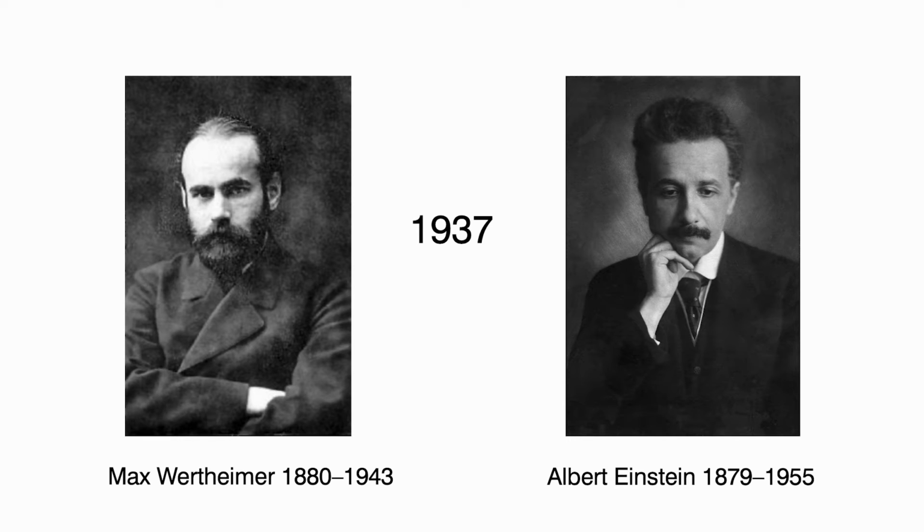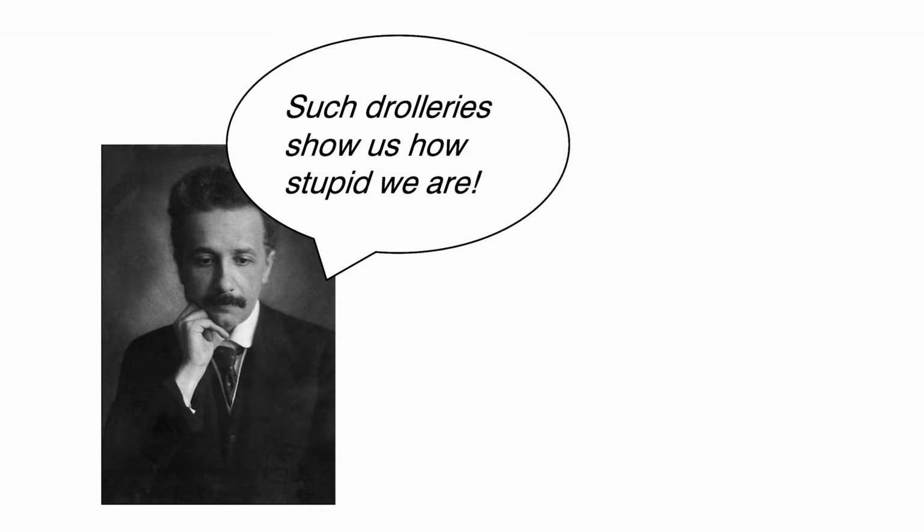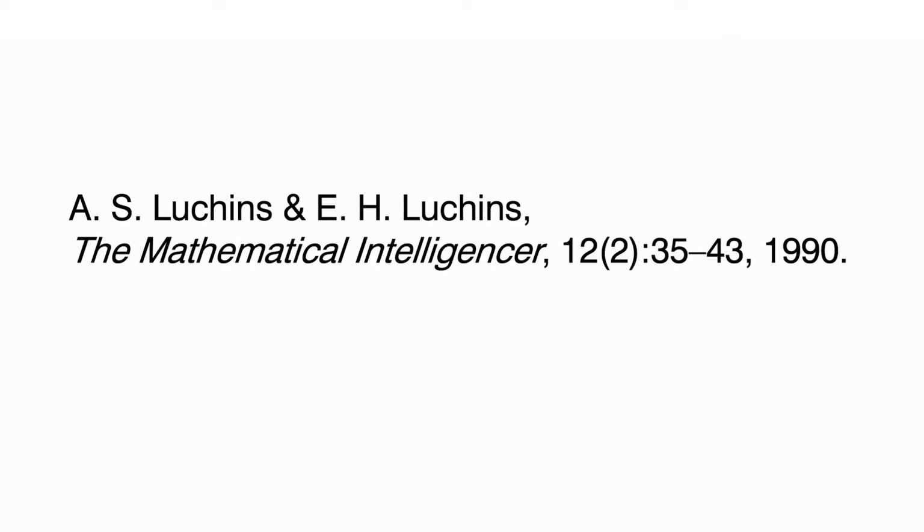Well, in 1937, Max Wertheimer wrote Einstein a letter giving him the problem. Einstein wrote back saying that the puzzle totally fooled him and that he only got it after writing out the equation. In Einstein's reply letter, he indicated that he finds these types of problems entertaining and that, quote, such drolleries show us how stupid we are. If you want to follow up more on puzzles between Wertheimer and Einstein, I recommend this paper written in 1990.